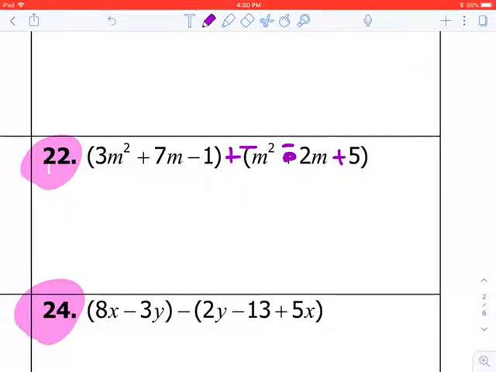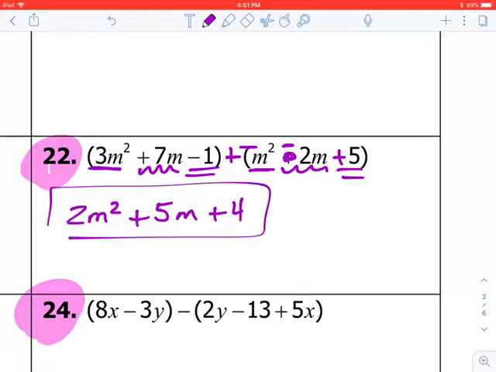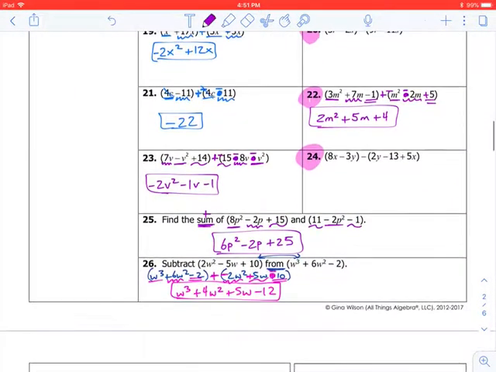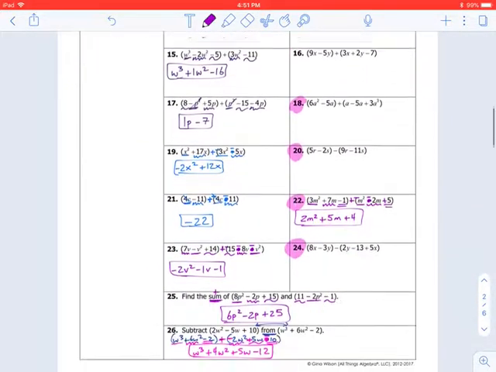to the opposite. Okay, so now to get standard form, I always start with the highest one. So 3m squared minus m squared. The m squared, the variable doesn't change. It's the number in front. So 3 minus 1 is 2m squared. Then I've got 7m minus 2m is 5m. And then the last one we have negative 1 plus 5 is positive 4. And there's my new polynomial. Okay? So if you have more questions on that, again, go back and watch the video.